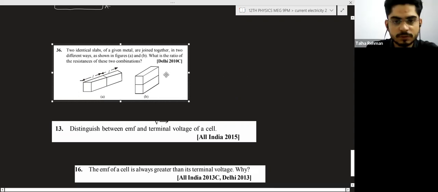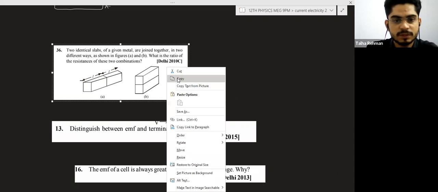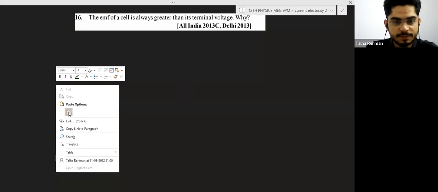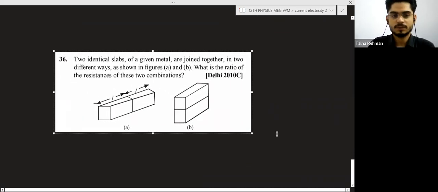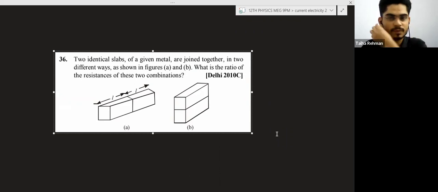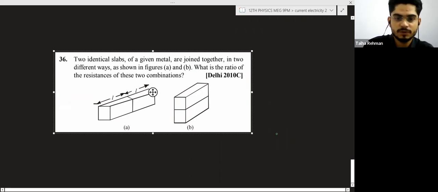So see this question, question number 36. This is the previous year question of CBSE asked in your exam. So first read the question. Two identical slabs of a given metal are joined together in two different ways shown in figure. So first way of joining is this, and another way of joining is this. They are asking what is the ratio of the resistance of the two combinations.